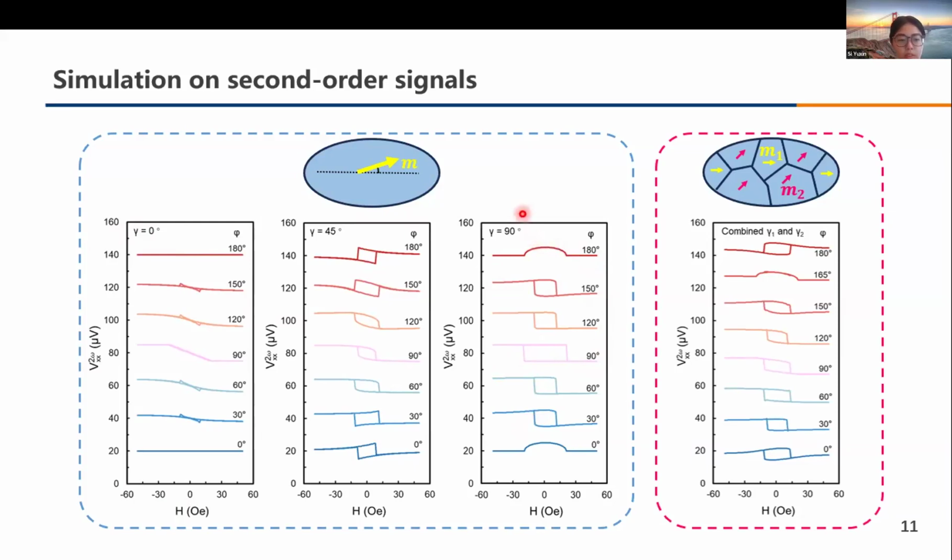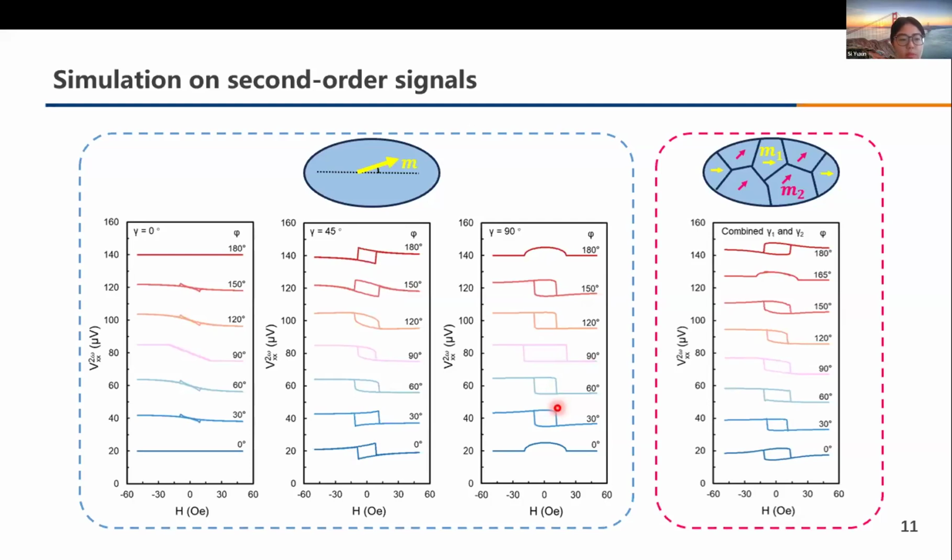And a small difference is that in the simulation, the loop disappears at 180 degrees and 0 degrees, but in the experiment, it vanished at 165 degrees. This difference indicates that the effective easy axis of sample 2 is offset by 15 degrees from the y-axis. And it's likely due to the shape anisotropy or the edge effects.